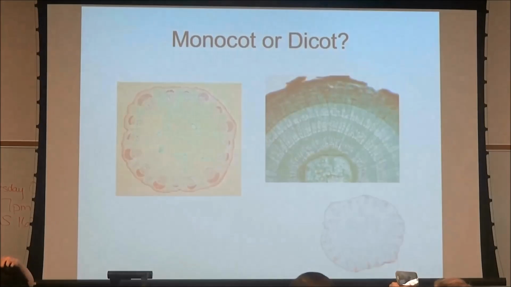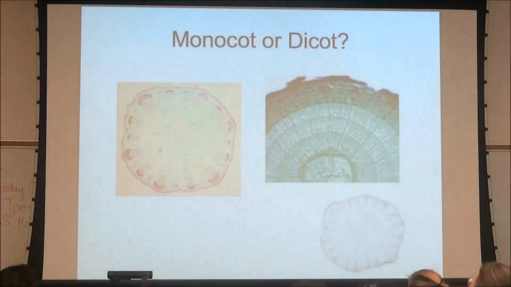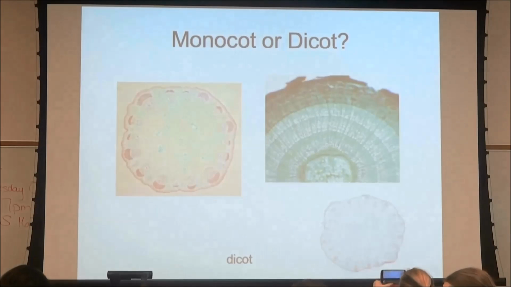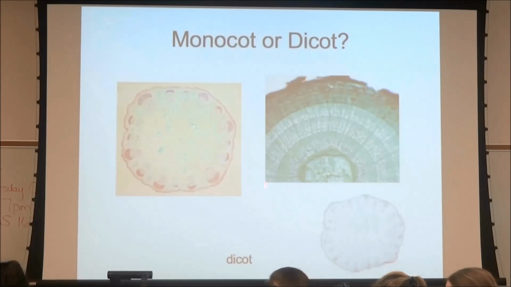Okay, monocot or dicot? Dicot. How did we know that? The rings. Now, this guy in the upper right, very obviously a dicot, right? It's got continuous rings to it. Now, this guy here and this guy here, those are your curvaceous dicots. Remember those guys are in a broken ring.